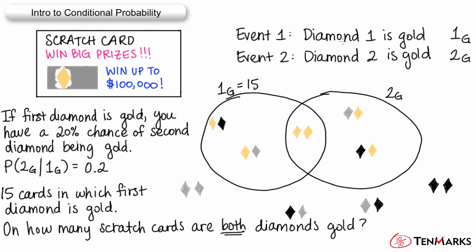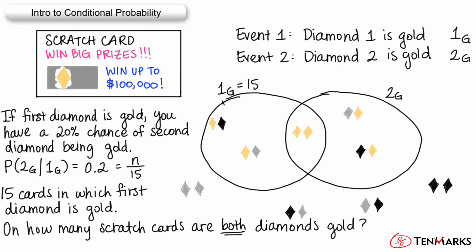Let's use the Venn diagram. You know there are 15 cards in which the first diamond is gold. And there's a 20% chance of getting something in this intersection, given that you got something in this set. So the number of scratch cards with 2 gold diamonds divided by the total number of scratch cards in which the first diamond is gold is this probability.